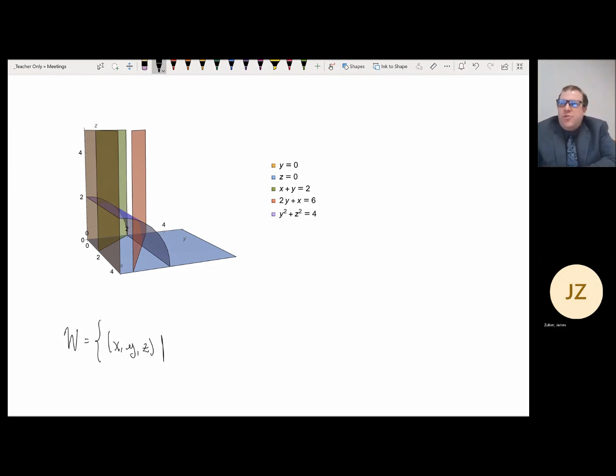Our domain is a set of ordered triples, X, Y, Z. We now need rules for X, Y, and Z. The easiest way to describe this, let y go from 0 to 2. So that's going to be our outermost integral.